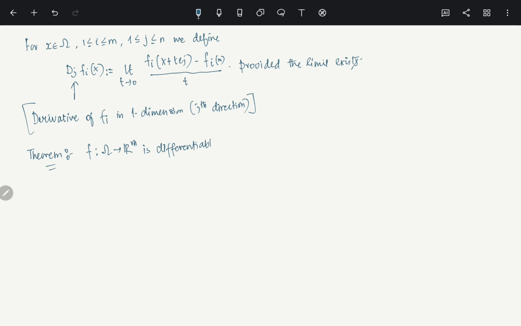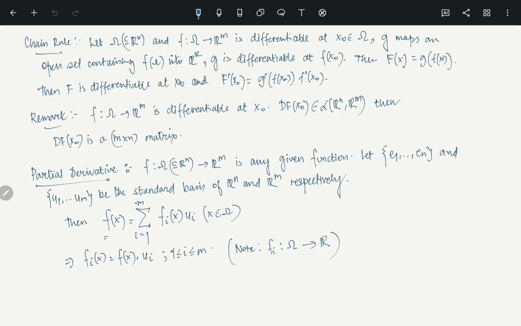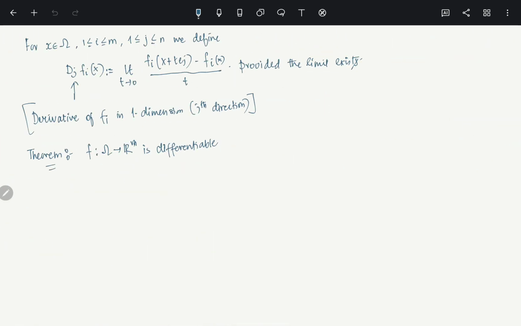This theorem will actually guide us to answer this question: that df(x naught), at some point x naught wherever f is differentiable, is an m cross n matrix. Now the question is, what exactly is that matrix? To do that, we define the concept of partial derivatives, and here I am writing this theorem.